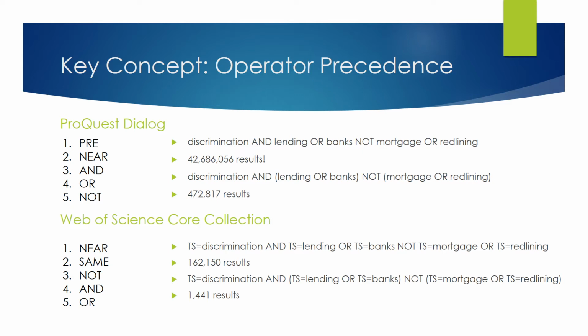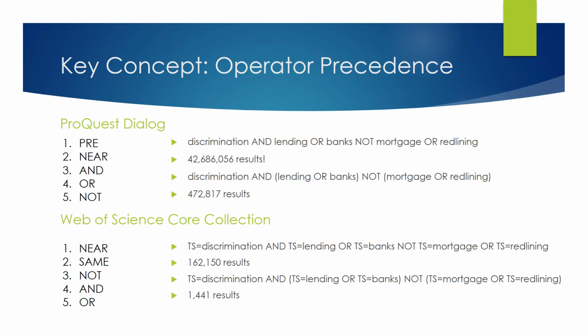For example, in ProQuest Dialog, the operator precedence is pre, near, and, or, not. In Web of Science Core Collection, the operator precedence is near, same, not, and, or.